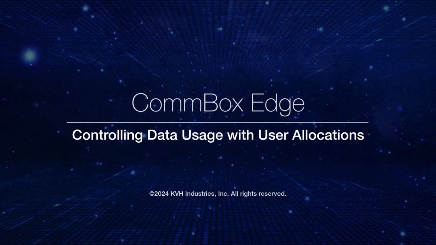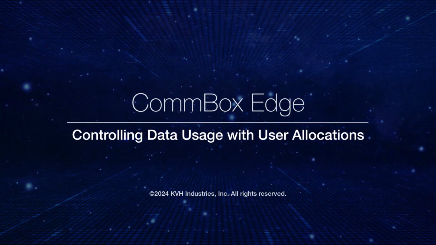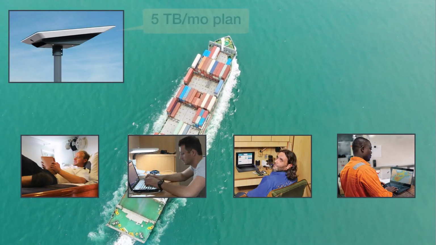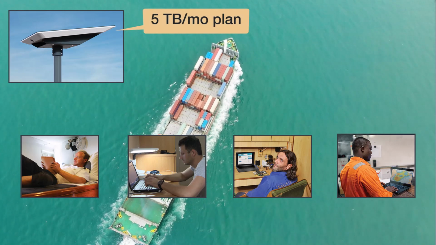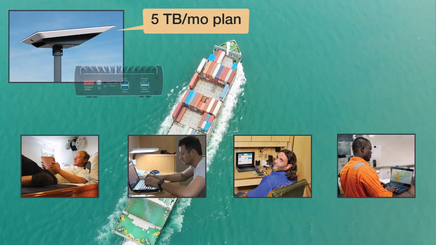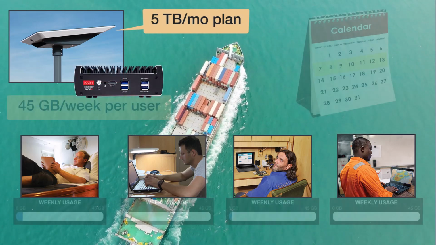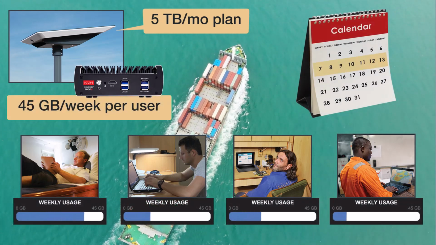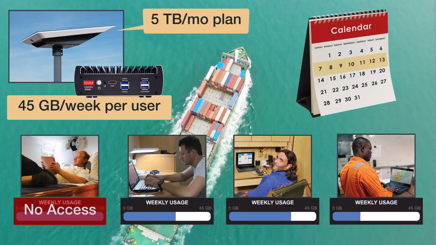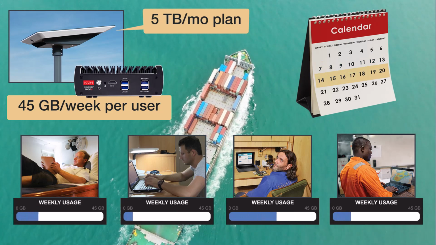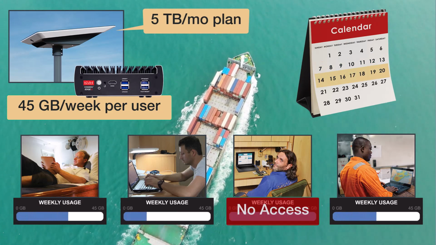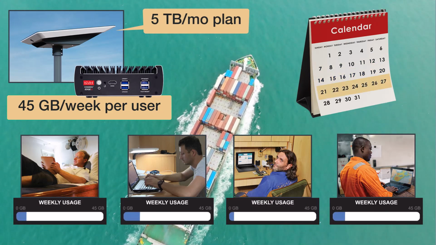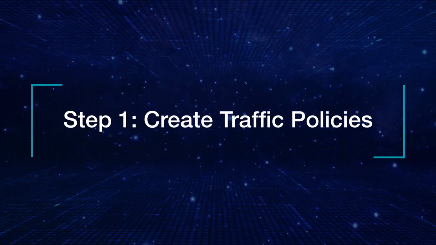This video shows you how to set up a crew network that enforces data limits for each user. In our example, the vessel's crew uses a Starlink subscribed to a 5 TB monthly plan. Therefore, we will configure the CommBox Edge to allocate a weekly quota of Starlink data usage to each crew member. Once they have depleted their allotted data, they will need to wait for the start of the next weekly period for a refill. The first step is to create traffic policies to define usage limits on the crew network.